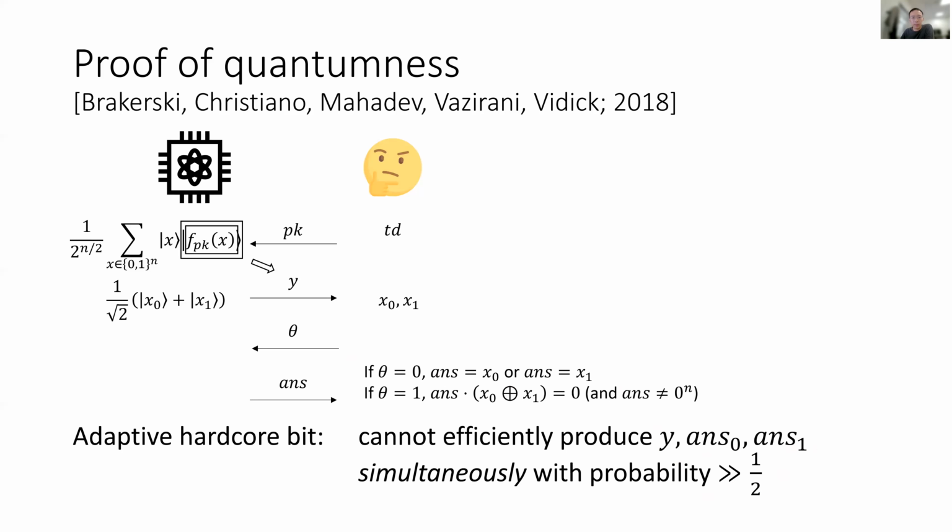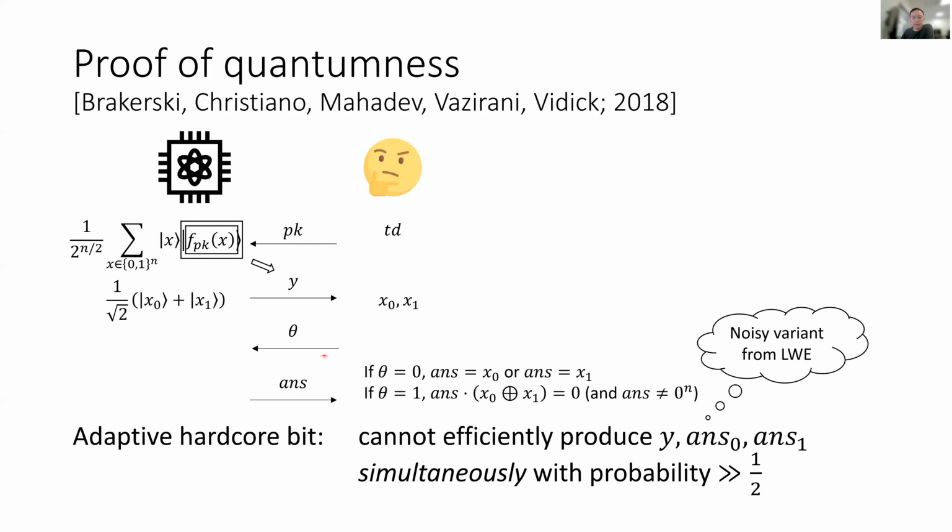So we know how to construct a noisy variant of the trapdoor claw-free function from quantum hardness of LWE. But for this talk, it will be simpler to simply think of trapdoor claw-free functions for now. So intuitively, you can see that the adaptive hardcore bit immediately gives you the fact that this protocol is a proof of quantumness.